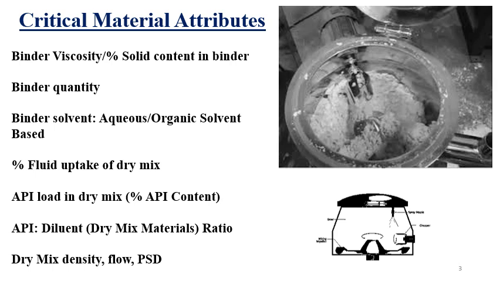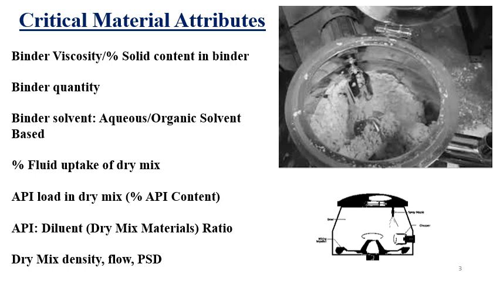Percent fluid uptake of the dry mix. So how much dry mix is available and how much fluid is added. For example, if you have 100 kg of the dry mix for granulation and if you are adding 30 kg of the binder, then it means the percent fluid uptake of the dry mix is nearby to 30%.